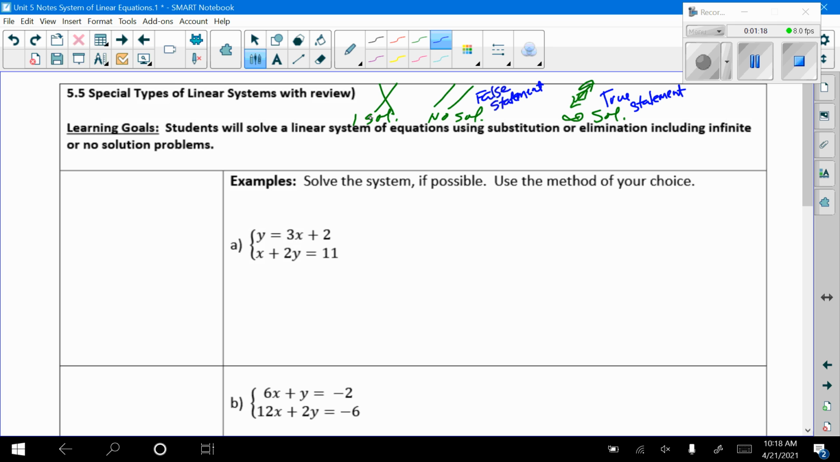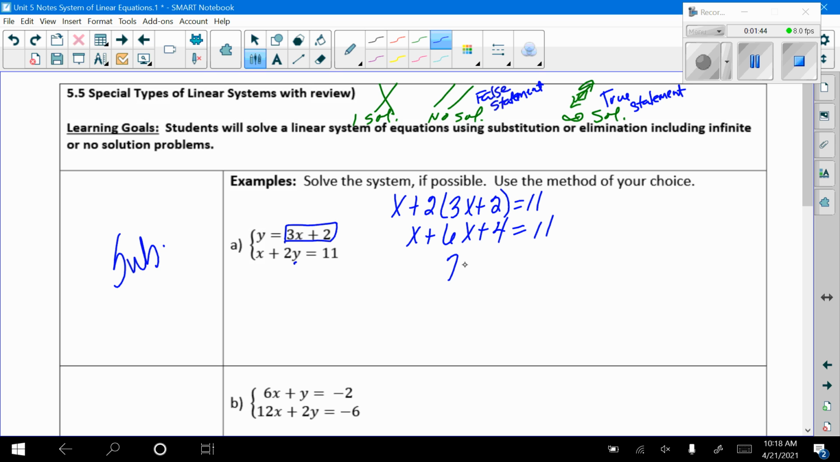So this first one, I would say it's set up for substitution, because I have a y equals this quantity and I can plug it in. So I'm going to plug it in for this y. So x plus 2 times the 3x plus 2, put in that quantity, equals 11. And we're going to solve for x, because it's the only variable I have. So x plus 6x plus 4 equals 11. So 7x plus 4 equals 11. Take away 4 on both sides. I get 7x equals 7. So x is equal to 1.